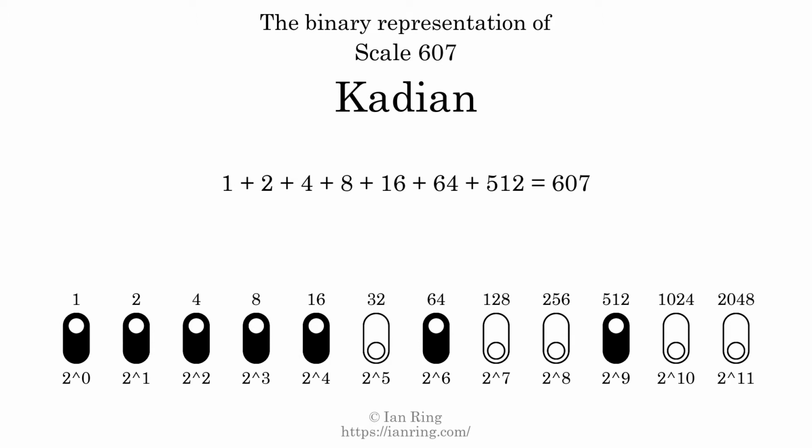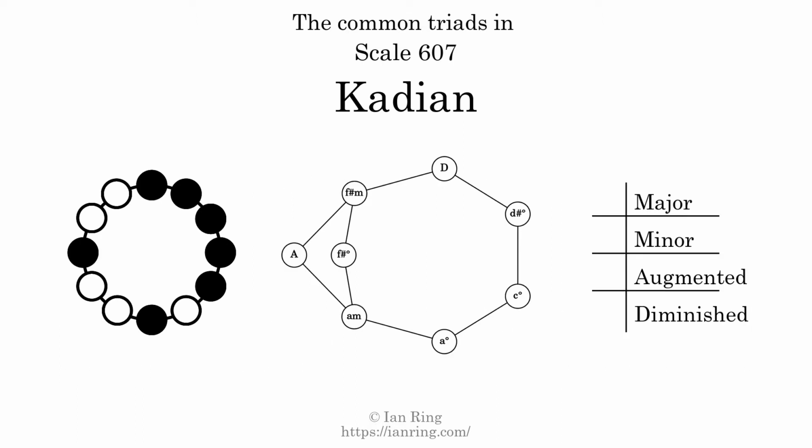The scale number not only enumerates the scale with a unique index, but it also literally describes the tonal content of the scale. Represented as a binary number in base 2, the scale number is 00100101111. Here are the common triads present in this scale.